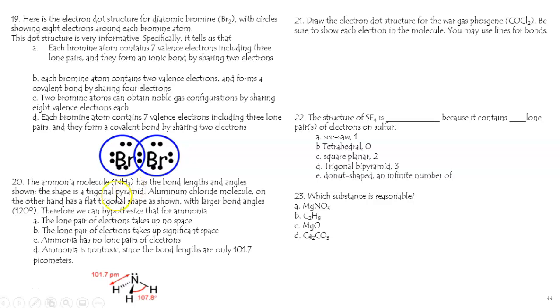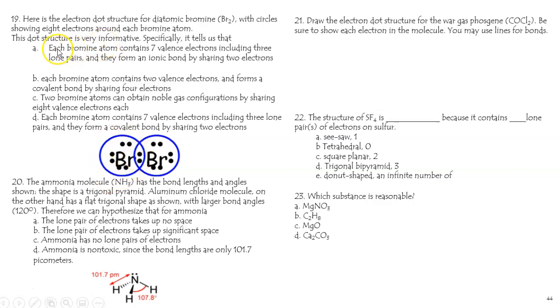Question 19. Here's the electron dot structure for diatomic bromine, with circles showing 8 electrons around each bromine atom: 2, 4, 6, 8, 2, 4, 6, 8. It's very informative. What does it tell us? Well, I hope it would say that by sharing 2 electrons, you form a covalent bond between bromine, and each bromine atom can fulfill its octet. It has its 8 valence electrons.